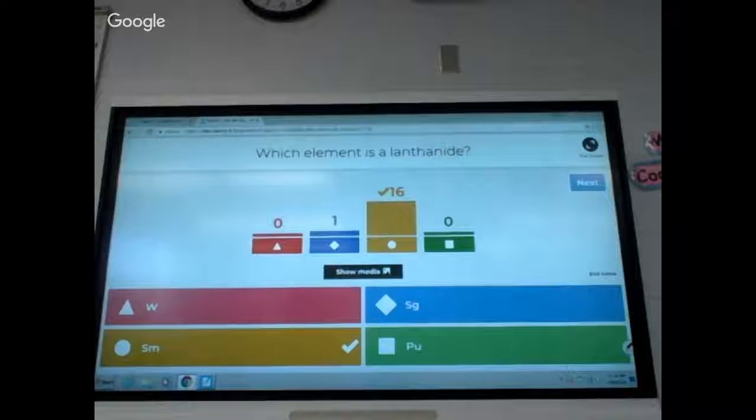All right. So, the one person who thinks seaborgium, I just don't think looked at the periodic table and said, take a whirl and guess. Because it's not even in the actinides, it's a transition element. Okay? Questions?